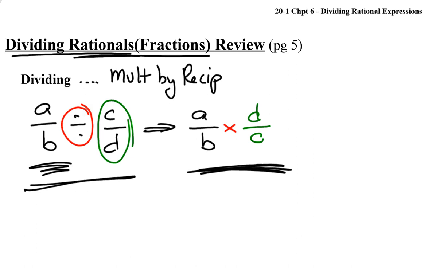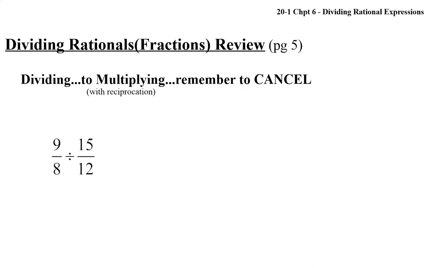So it's one quick little step going back to junior high, and then what's great is now we multiply just like we talked about yesterday. So let's take a look at examples. Very quickly, just with the numbers, what are we going to do with 9/8 divided by 15/12? Well, the first thing is we want to become multiplication. 9/8 doesn't change, but we are going to multiply by the reciprocal, which is 12/15.